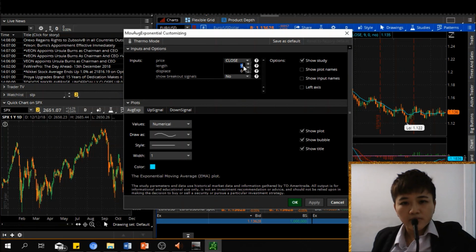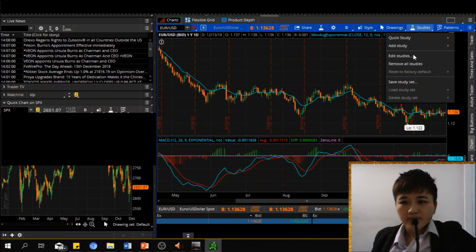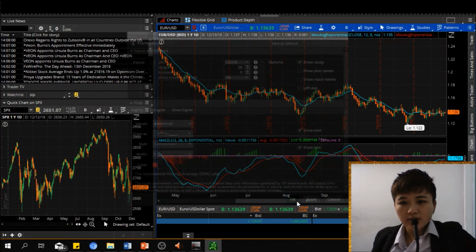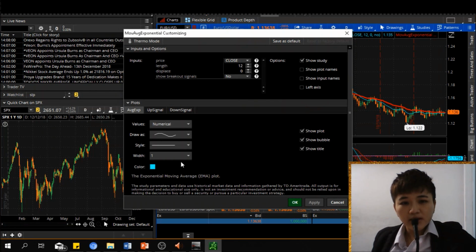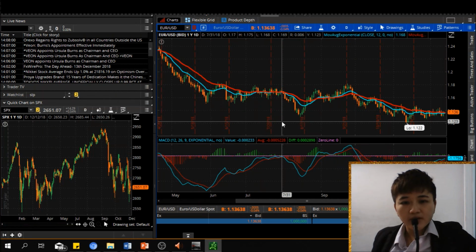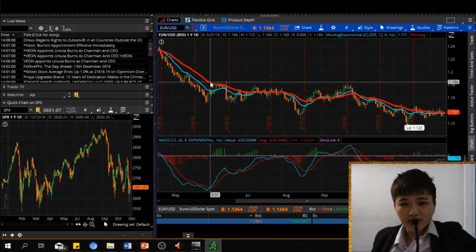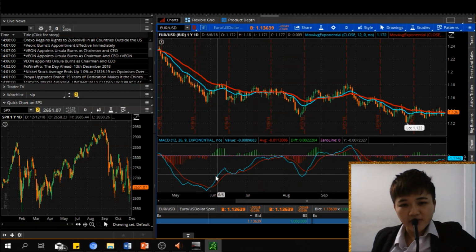If you put in your 12 EMA, which is right here, and then if I add a 26 EMA, then this is what you get. Let me make this thicker a little bit. Okay, so if you take the 12 EMA minus the 26 EMA right here, then you get your MACD line, which is your blue line right here.